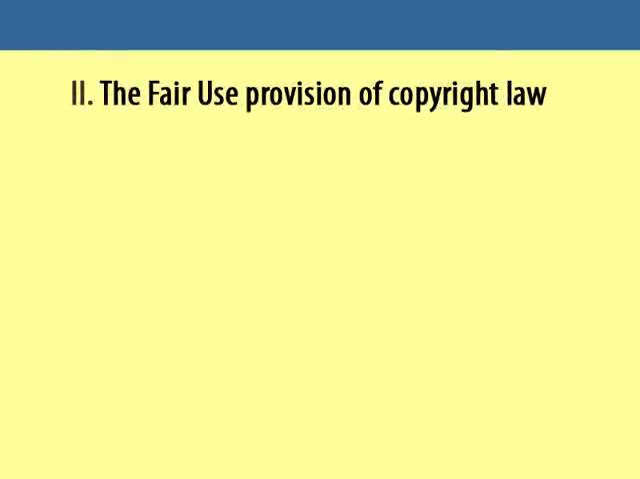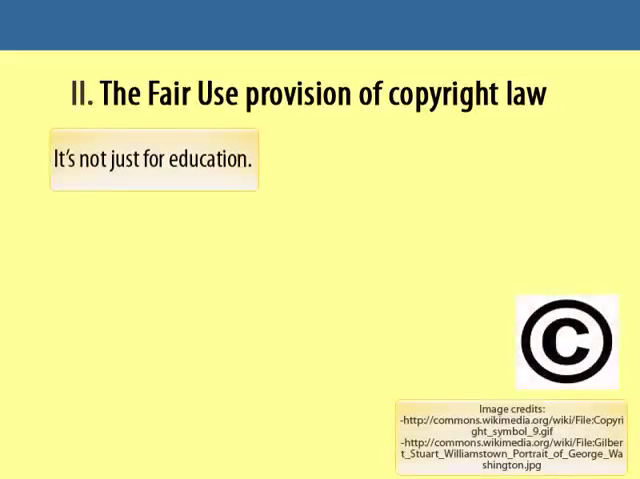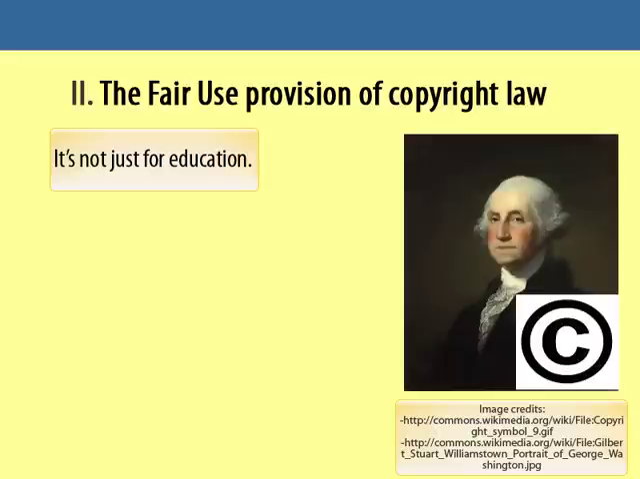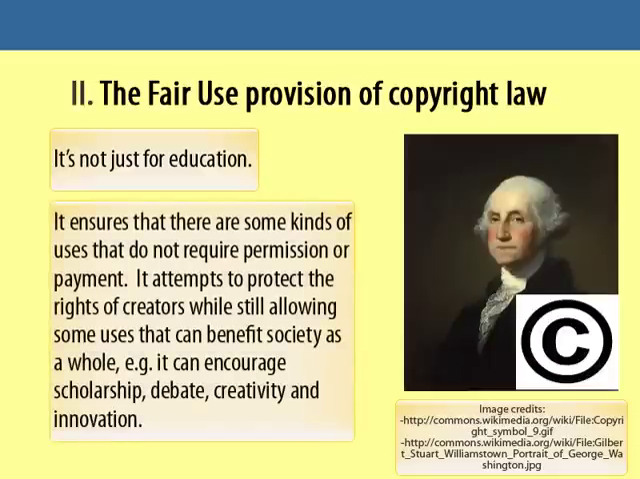Part 2. The Fair Use Provision of Copyright Law. Many people have heard of fair use. What is it? It's not just for education. The federal copyright law was first signed by President George Washington in 1790 to promote the progress of science and the useful arts. Fair use simply ensures that there are some kinds of uses that do not require permission or payment. It attempts to protect the rights of creators while still allowing some uses that can benefit society as a whole. For example, it can encourage scholarship, debate, creativity, and innovation.